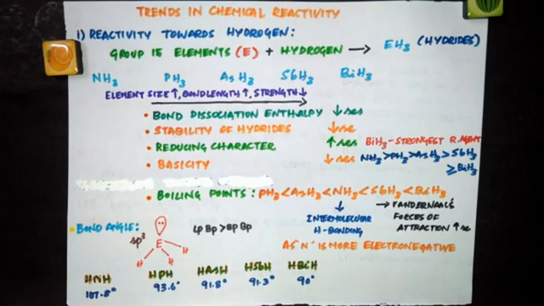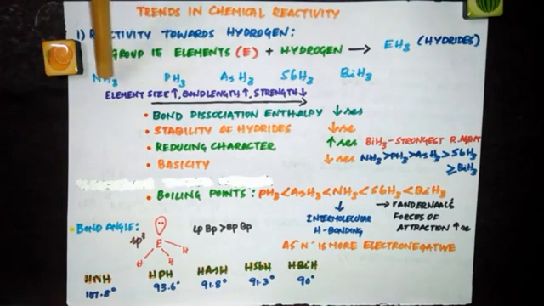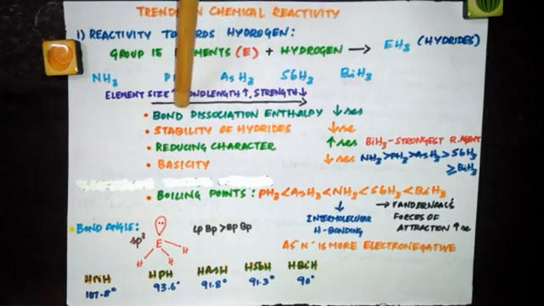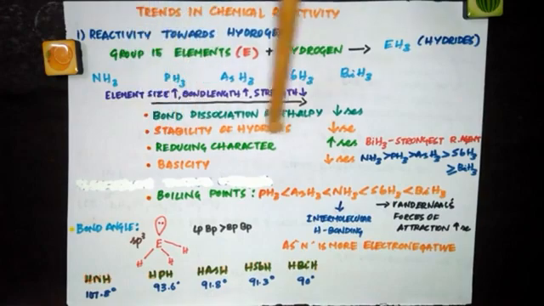All you have to understand here is that one way or the other, everything is related. So you can start from element size. As the element size, which means the central atom size in the hydrides, increases, bond length will increase, and that will decrease the strength. So when the strength decreases, bond dissociation enthalpy decreases. So what will happen to the stability?